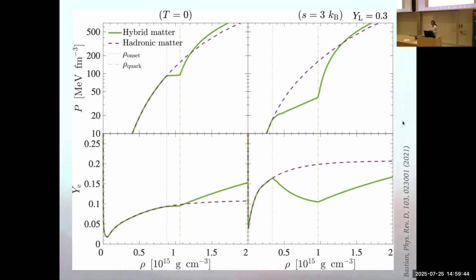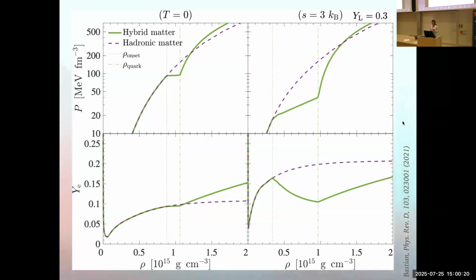Saturation density is a function of the composition. Saturation density is less than what it is for symmetric matter. So is this 10 to the 15? This is around 1 times 10 to the 15 grams per cubic centimeter. That's probably 6, 7 times nuclear saturation.